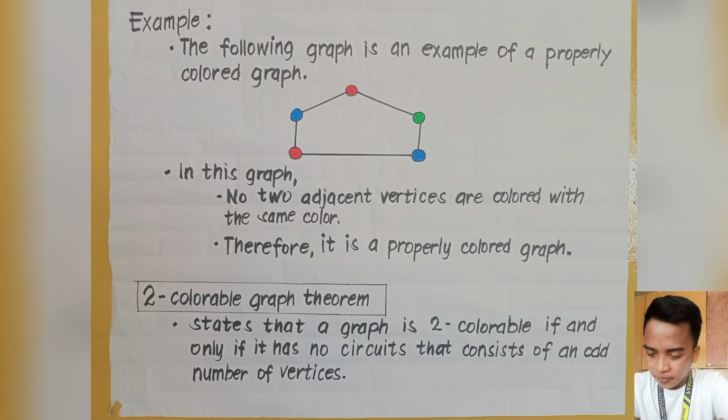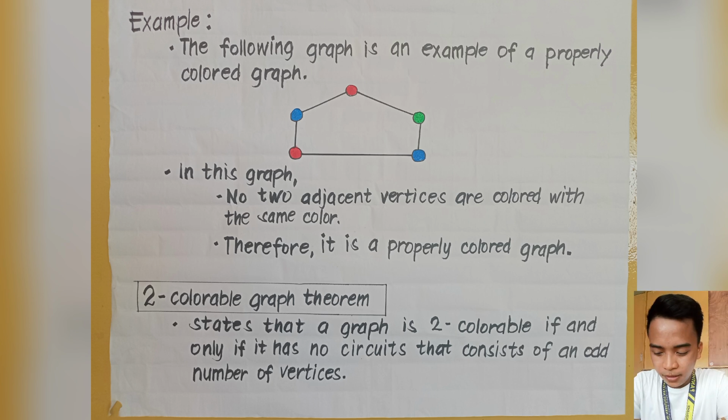Now, obviously, this is an example of a properly colored graph. In this graph, no two adjacent vertices are colored with the same color. Therefore, it is a properly colored graph.